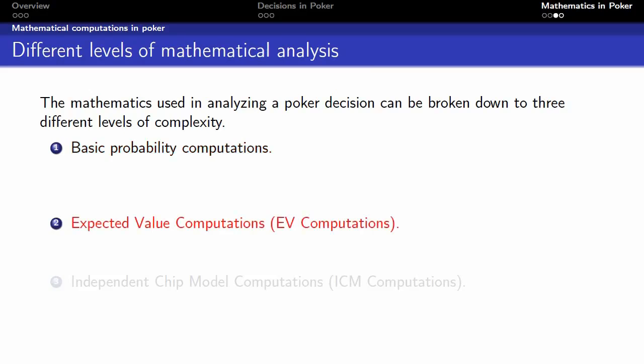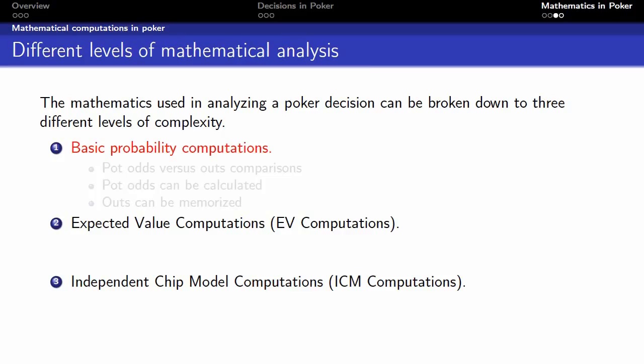And then there's an intermediate level of complexity where we're doing things like expected value computations. We're actually doing some deeper analysis. And then finally, people seem to feel that the ICM computations are the most complex. And they definitely do have the most steps involved. So that would definitely end up on the more complex end of the scale.